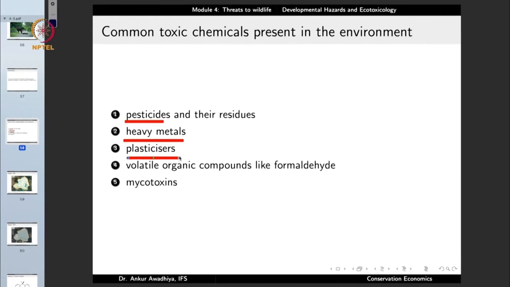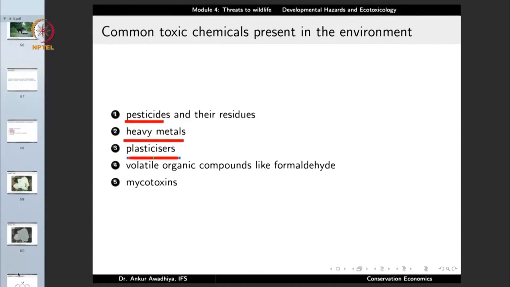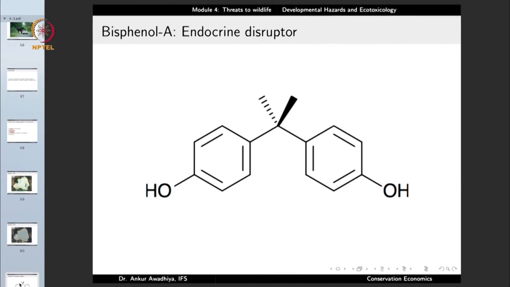Plasticizers. Whenever we talk about plastics, plasticizers are the chemicals that are added to plastics to modulate their properties, to make them, say, more elastic, or to make them transparent, or to improve their properties. These are the chemicals that are added to plastics. Now, a number of these chemicals have toxic impacts, such as this chemical, bisphenol A.